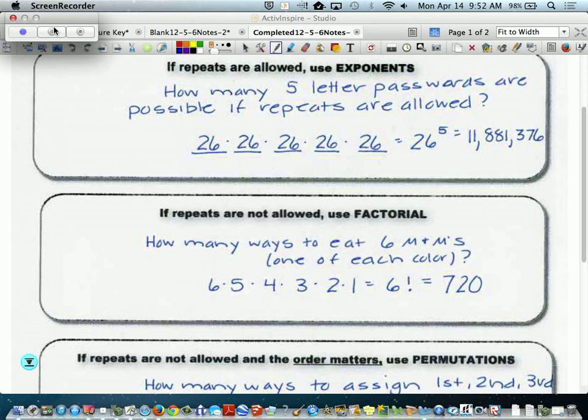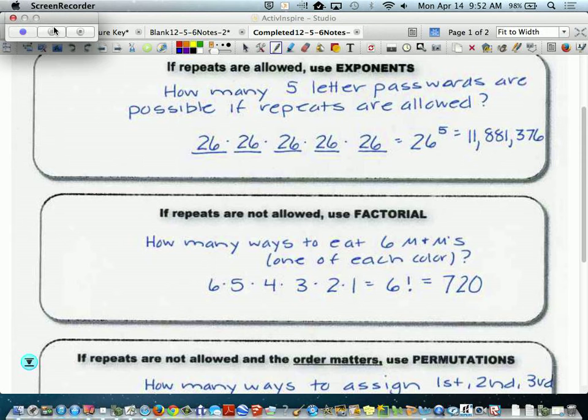So how many 5-letter passwords are possible if repeats are allowed? You know, there's 26 letters, so it's 26 times 26, 26, 26, 26, and then 26 to the 5th power. A lot faster to type it into a calculator, use the powers. And again, that's when repeats are allowed.